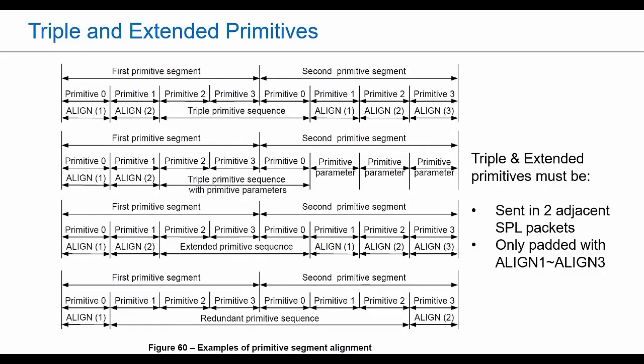Triple primitives and extended primitives need to span 2 SPL segments. This is something that's easy to overlook in the spec, because we did. This is how the spec shows the sequence. So you're looking at 2 SPL packets here, and notice how triple and extended primitives are supposed to overlap over 2 adjacent segments. And only ALIGN 1 through ALIGN 3 should be used to pad these segments. So those are requirements in the SPL4 spec.